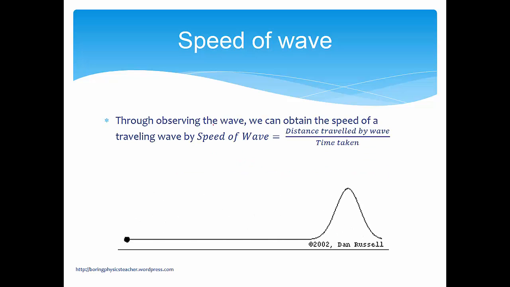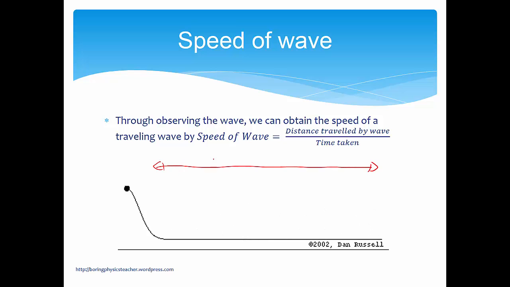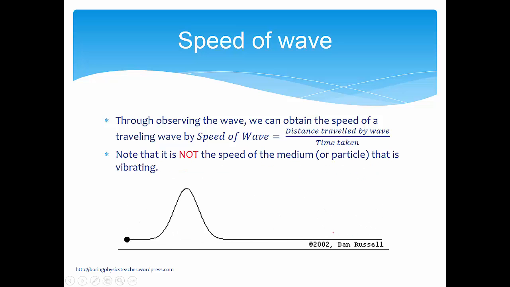So by simple observation of the wave, we can obtain the speed of the wave by this formula: speed equals distance traveled by the wave over time. So if we measure the distance over here, and we take the time it actually takes to travel this particular distance, we would have the speed. But take note that it is not the speed of the medium that is vibrating, meaning that it is not how fast this moves up and down. That is actually the frequency. It is about how fast this disturbance moves away from the source.